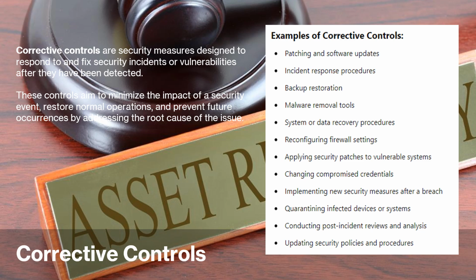Some examples of corrective controls may include patching and software updates, incident response procedures, backup restoration, malware removal tools, system or data recovery procedures, reconfiguring firewall settings, applying security patches to vulnerable systems, changing compromised credentials, implementing new security measures after a breach, quarantining infected devices or systems, conducting post-incident reviews and analysis, and updating security policies and procedures.